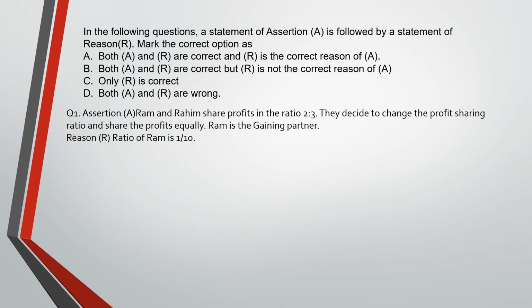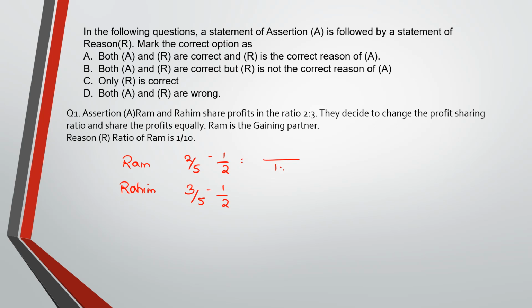Now let us look at the first question that we have in hand. Assertion is Ram and Rahim share profits in the ratio of 2:3. They decide to change the profit sharing ratio and share the profits equally. Ram is the gaining partner. Here they have said they are sharing 2:3. So Ram and Rahim, 2 by 5 and 3 by 5. They decide to change it equally, means half and half.